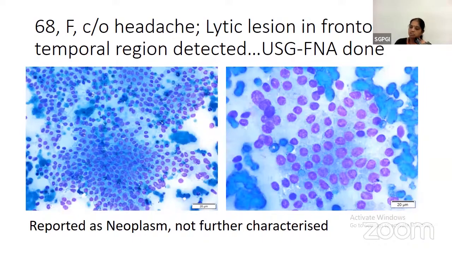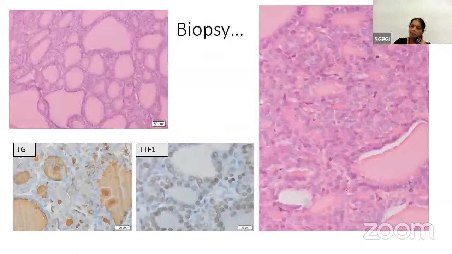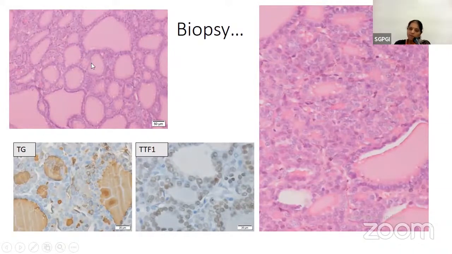The cytopathologist reported simply as a neoplastic lesion. It was not further categorized, and a biopsy was then taken from this lesion. And I think the histopathologist had no problem whatsoever in calling it what? Yeah, it's got nice macrofollicles, not necessarily microfollicles.